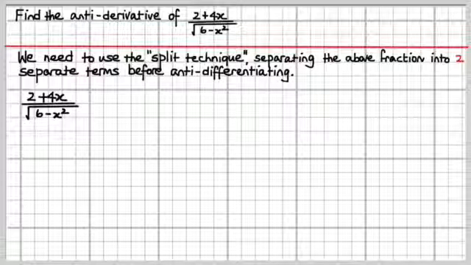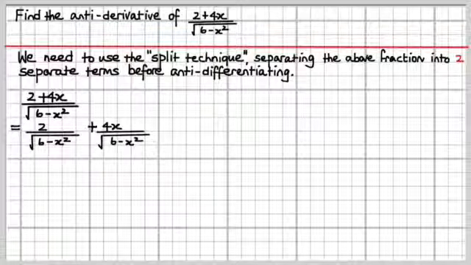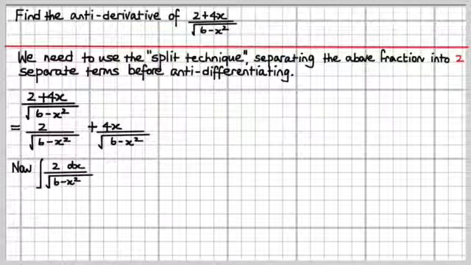So there it is. Now what I'm going to do there is, as you can see, I've separated it into two separate terms. Now I deal with each of those separately, and then at the end I just combine the two separate answers as the antiderivative. Okay, let's take the first one.